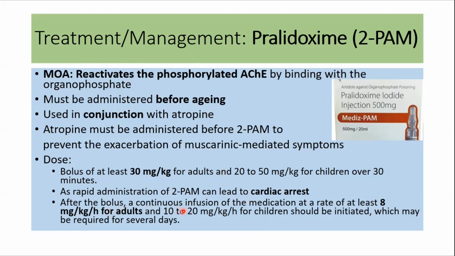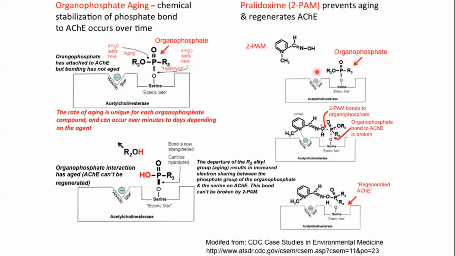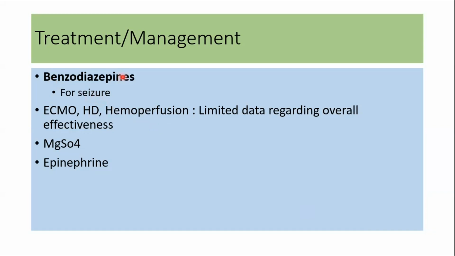And after the initial bolus, a continuous infusion of the medication at the rate of at least 8 mg per kg per hour for adults should be continued, and this may be required for several days. So this PAM binds with the organophosphate and helps in the regeneration of the acetylcholinesterase. This is the mechanism of the PAM. For seizures, benzodiazepines can be used. There is limited data regarding the effectiveness of ECMO, hemodialysis, or hemoperfusion. In a few studies, magnesium sulfate has shown benefit in managing patients with organophosphate toxicity. And in certain cases, if the patient is not responding to atropine, epinephrine can also be used for the treatment of organophosphate poisoning.